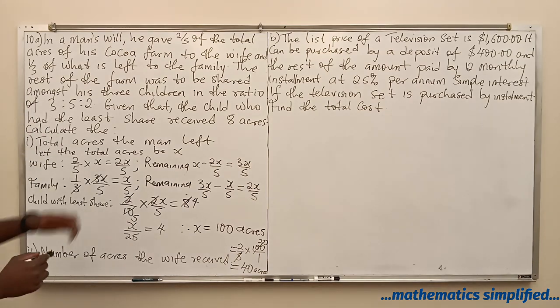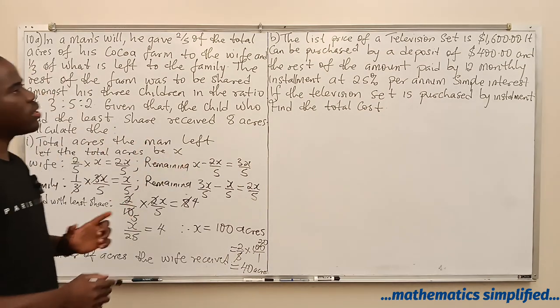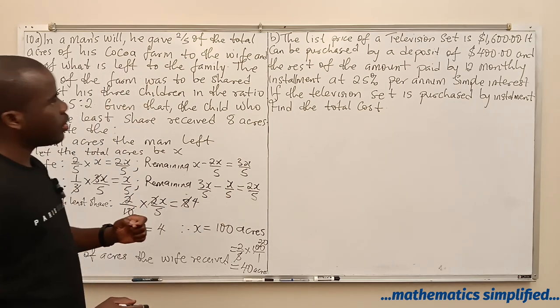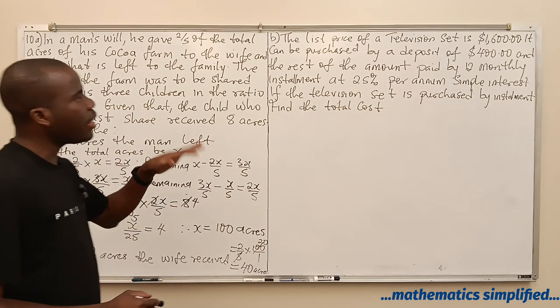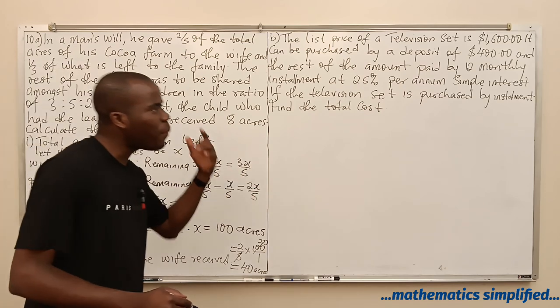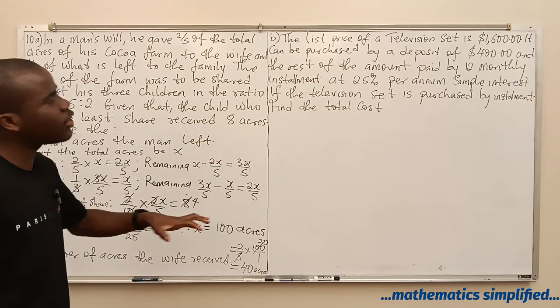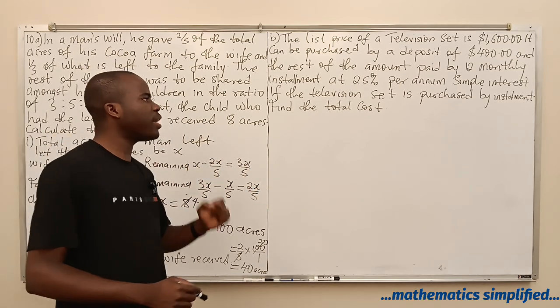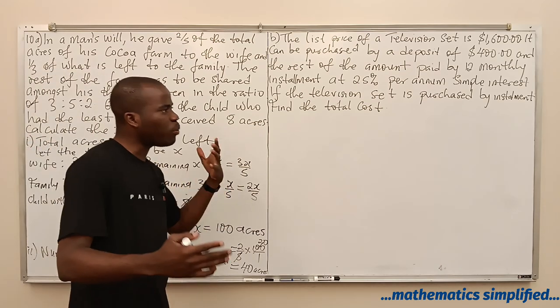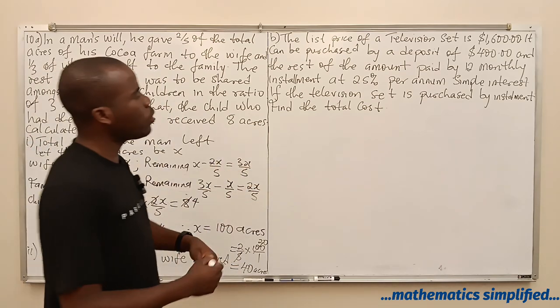B says the list price of a television set is $1,600. It can be purchased by a deposit of $400 and the rest of the amount paid by 12 monthly installments at 25% per annum, simple interest. If the television set is purchased by installment, find the total cost.